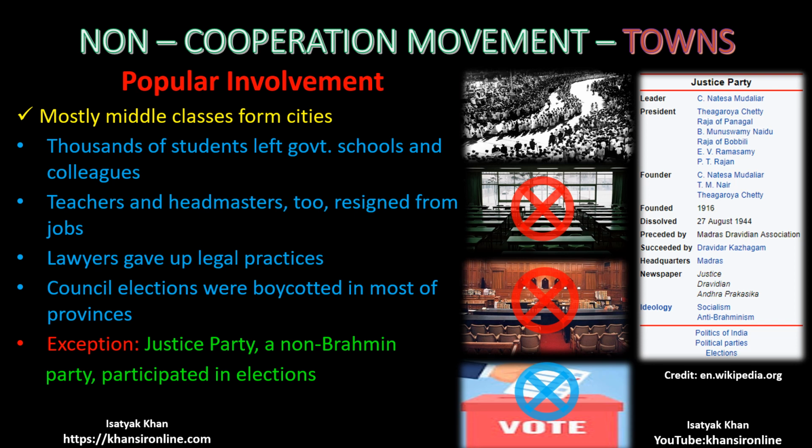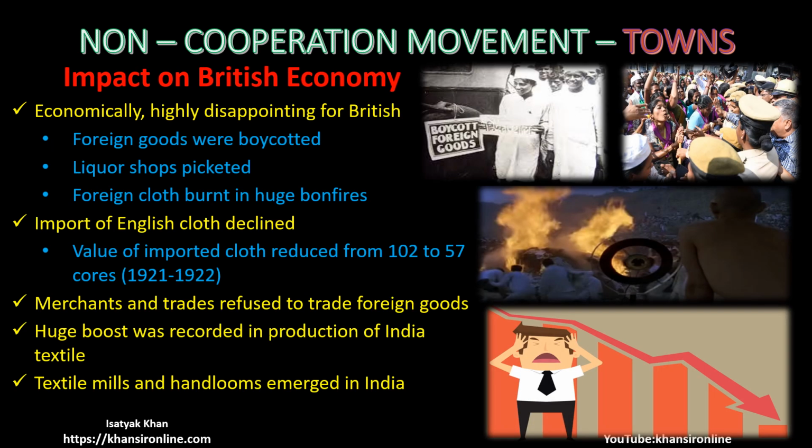Nobody participated in the council elections, except of course there was one political party in Madras. The name of that party was the Justice Party. You can read this Wikipedia screenshot here about this party. This party was a non-Brahmin party. It was against the Brahmin people. We won't go into much detail on that. This party participated in the election, which means this party did not participate in the non-cooperation movement. Rest everything, in urban areas, the movement was going well.